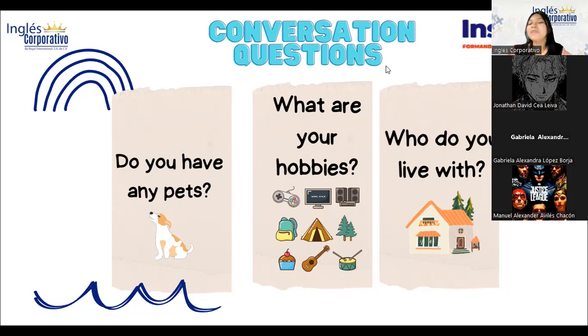Okay. Then, Gabriela, pregúntele a Jonathan la primera. Okay. Jonathan, do you have any pets? No, I not. No, I don't. Ah, también, sí, perdón. Okay, no, I don't. Okay. Gabriela, what are your hobbies?